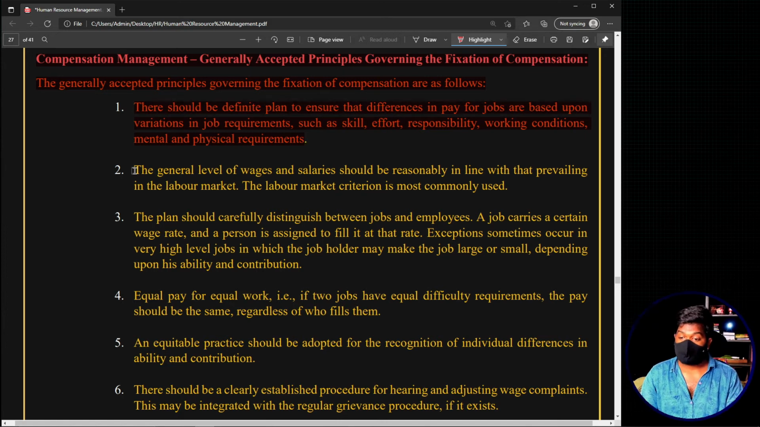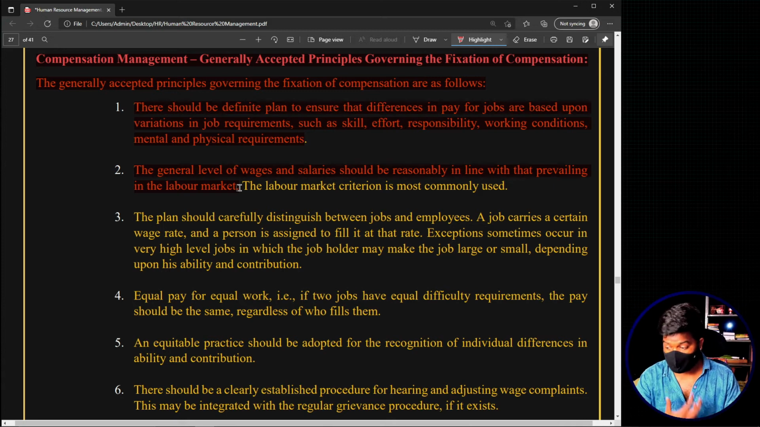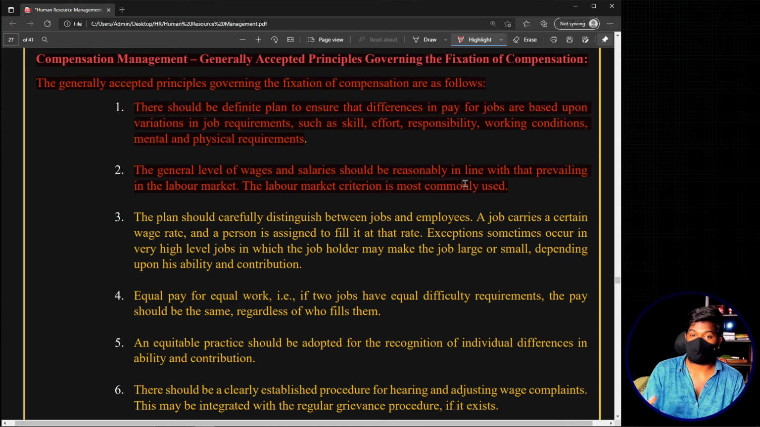The second principle is the general level of wages and salaries should be reasonably in line with that prevailing in the labor market. That means the basic salaries or wages that we are giving in the organization should be in line with the prevailing market rates. The labor market criteria is most commonly used. The labor market basically refers to the market where we can draw information regarding the prevailing wage rates and the prevailing salaries and all these things.